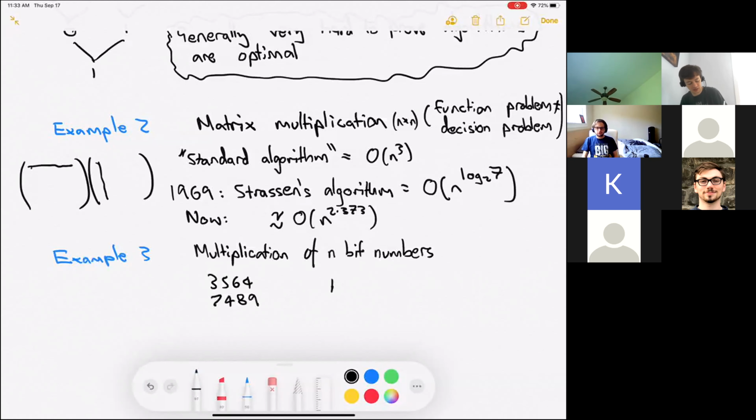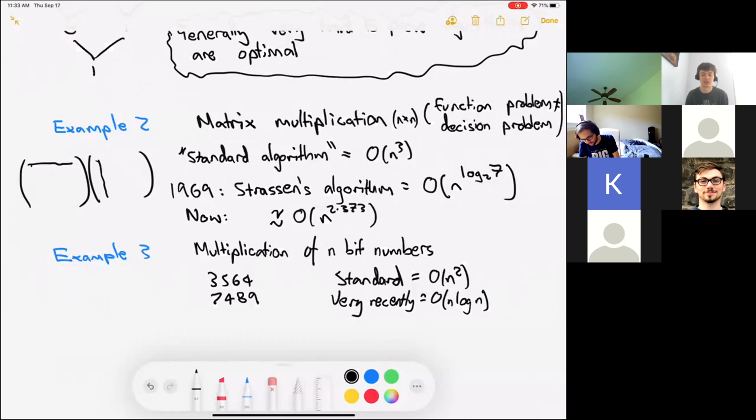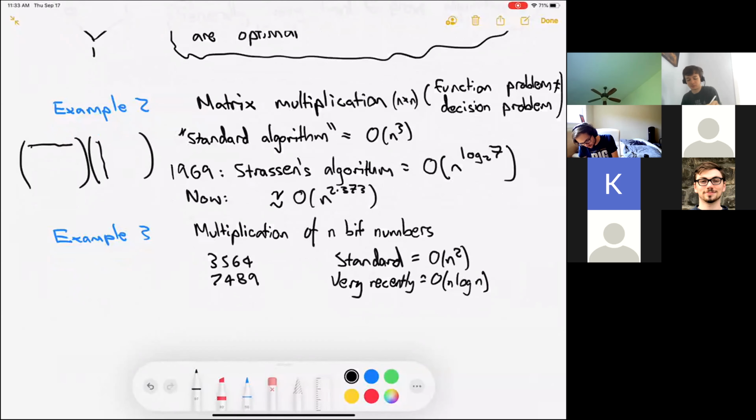So the standard algorithm is order n squared. It's actually only very recently, in the last few years, that it's been nailed down that you can actually get to n log n. They had got very close to n log n for a long time, and they've now really nailed down that you can do it in n log n time.